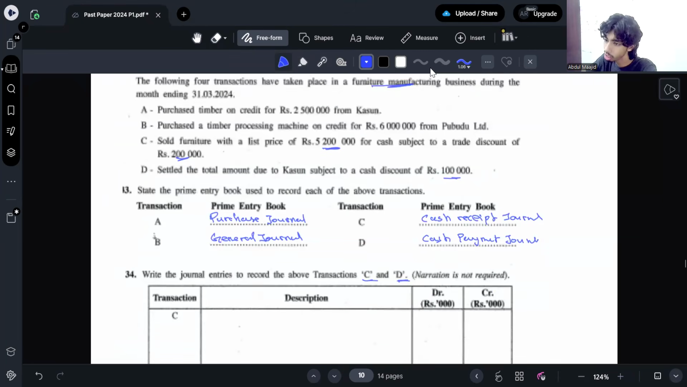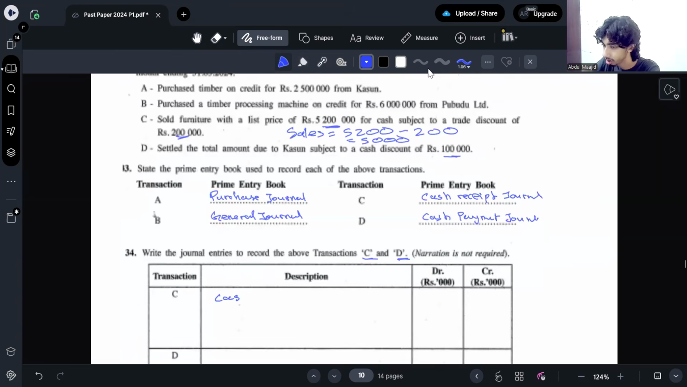Okay. C. Sold furniture with a list price of 5,200 on cash, subject to a trade discount of 200. Then what will be the selling price? What will be the sales value? 5,200 list price minus trade discount. The sales value will be 5,000. We ignore the trade discount, right? Correct. 5,000. And what will be the double entry for that? Cash control account will be debited by 5,000 and sales will be credited by 5,000.